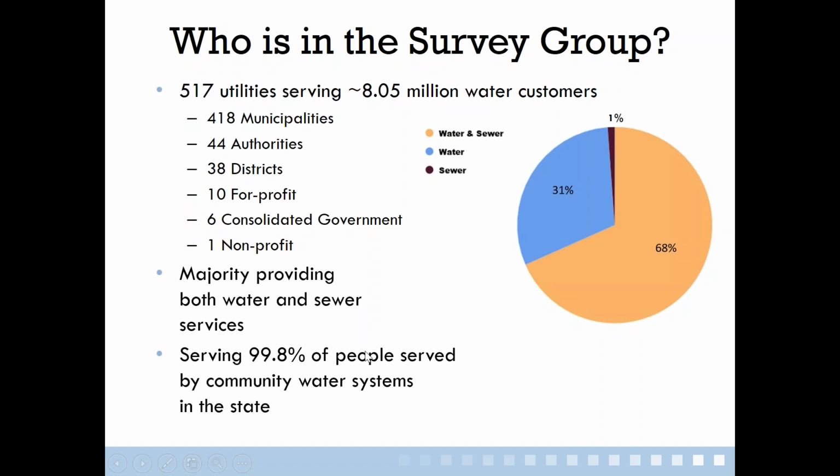This is a very broad, inclusive survey. Oftentimes, people struggle with trying to have meaningful insights from a survey because only 30% of the population they're trying to get information from responds. But this really encompasses almost every utility in Georgia, so you can count on it.